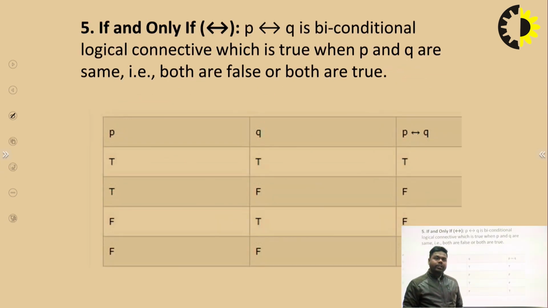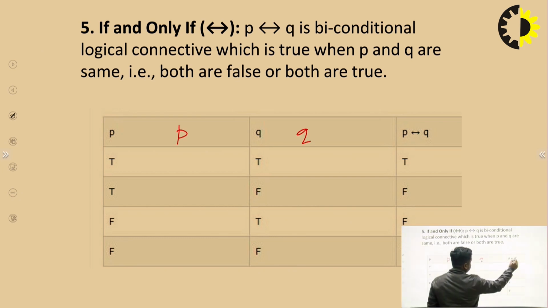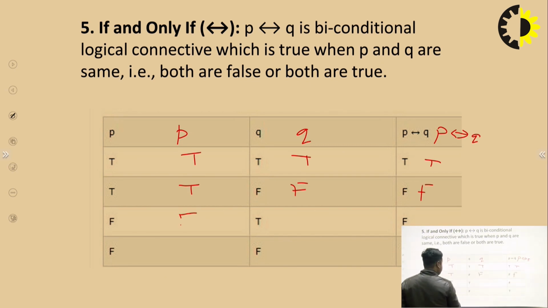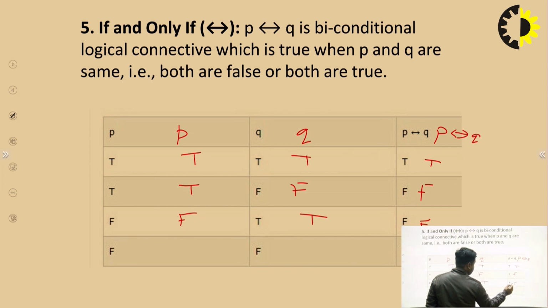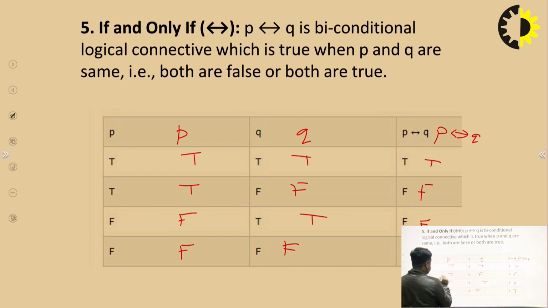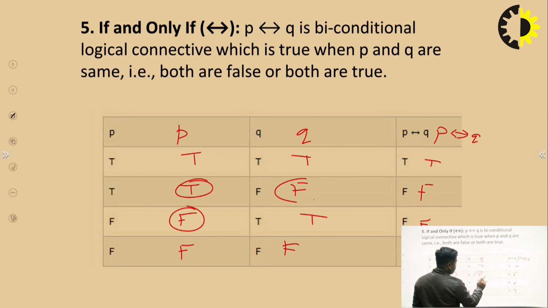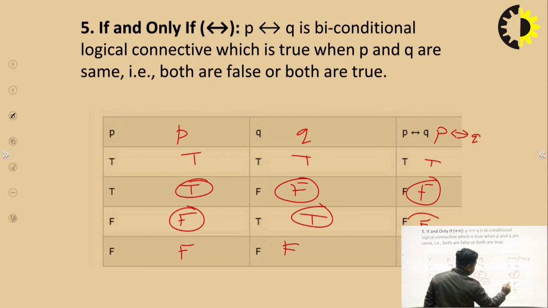Now next, the biconditional statement, where P and Q are the same, both are false or both are true. This is the biconditional statement. P, Q, P biconditional Q. True, true, then true. True, false, then false. Obviously, false, true, false, false, false, true. If any one is false, then the output of the biconditional statement is false.